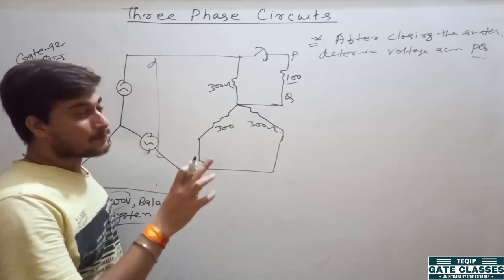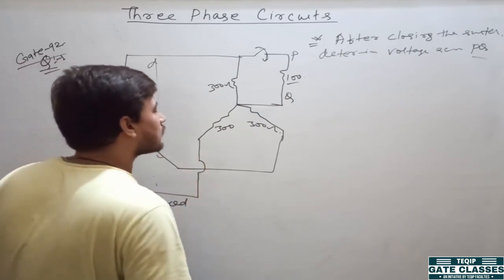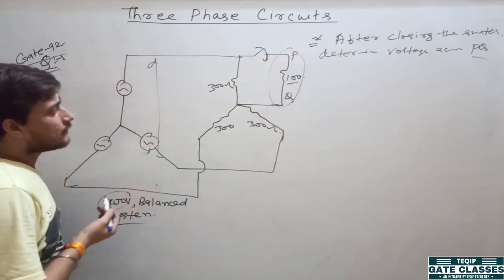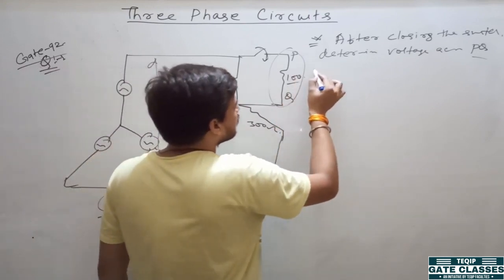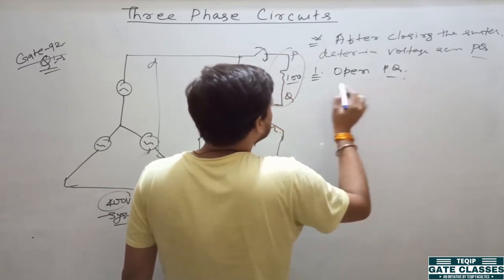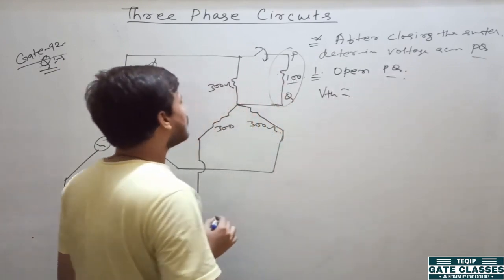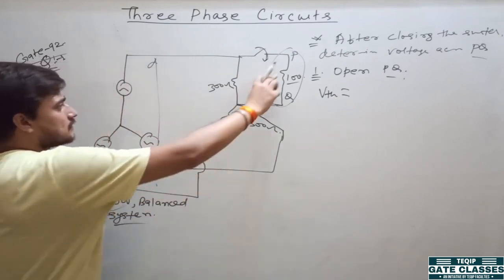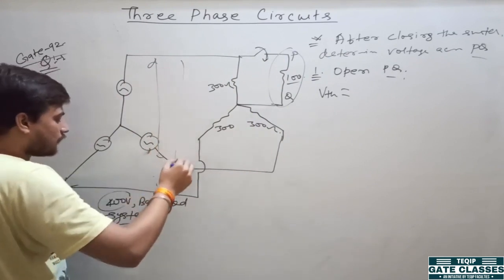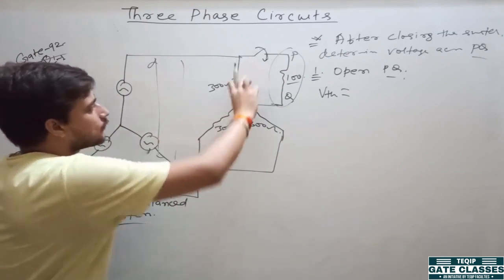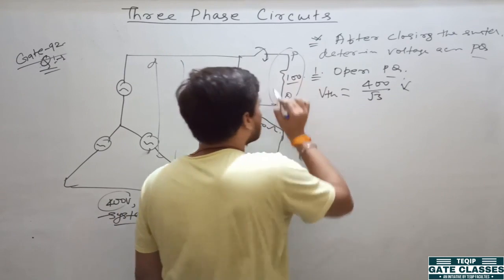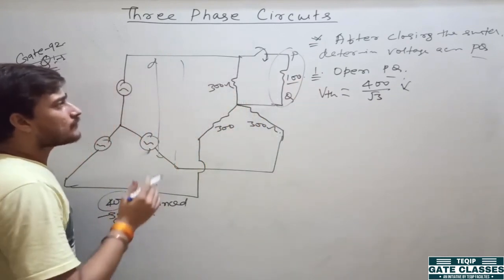They are saying apply Thevenin's theorem. So what is the basic of Thevenin's theorem? First, open the load and measure VTH. So first step is open PQ. Then what will VTH be? If this one is open, then the system is balanced. Balanced means if the line voltage is 400 volt, this voltage will be 400 by root 3 volt. That means phase voltage. Second, you have to find RTH.